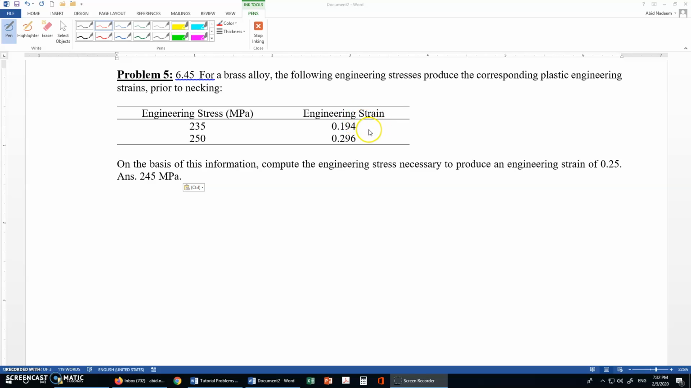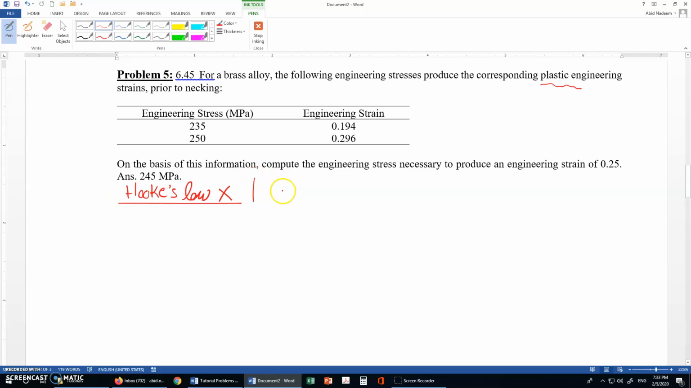Remember that in this case we have to estimate the stress which is in between these two values. But the condition is that these strains are in the plastic condition. So if they are in the plastic condition, then you cannot apply Hooke's law. Hooke's law cannot apply. So then what can we apply?